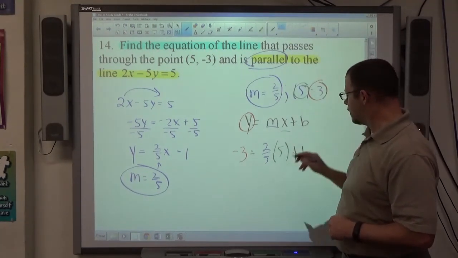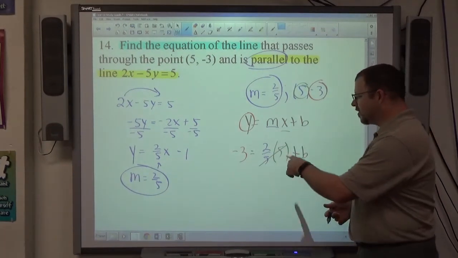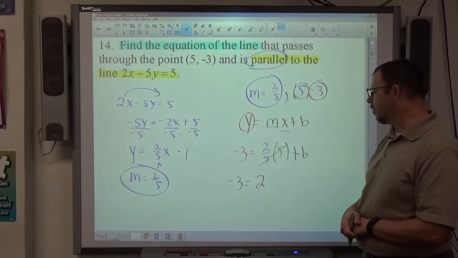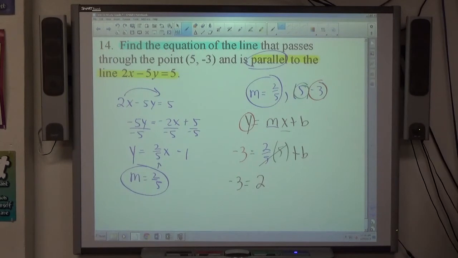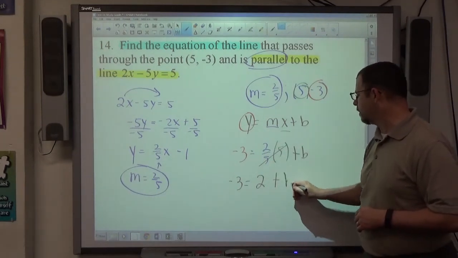It just so happens that the 5 and the 2/5, the 5's cancel. That doesn't have to happen. If this ends up being a non-fraction though, write it as a non-fraction. Don't give me 10 over 5. Don't give me 2 over 1. Just write it as 2. It canceled. It makes a nice pretty whole number. Let it be a whole number.